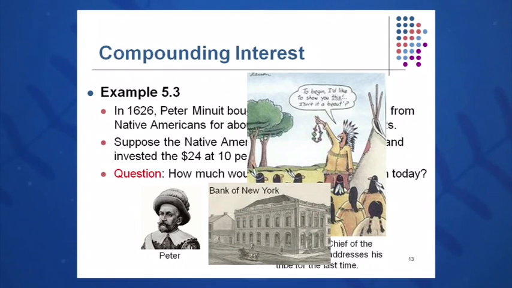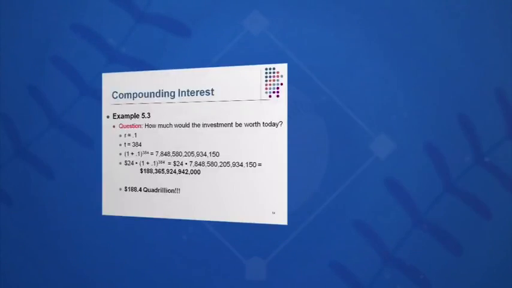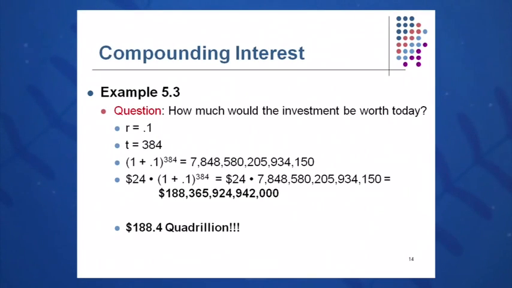In 1626, Peter Minuit bought Manhattan Island from the Native American Indians for about $24 in goods and trinkets. If I was able to take that money and invest it at the Bank of New York at 10% back in the day, how much would the investment be worth today? And you can see, again, how quickly this money adds up when you leave it in for a large number of years. Time in this case is 384 years.